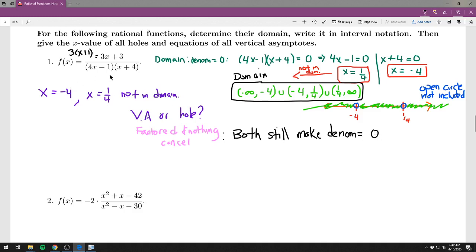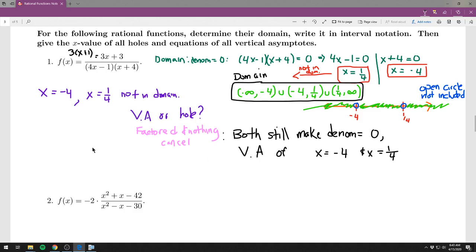If we plug in -4, we get 0 here. If we plug in 1/4, we get 0 here. That means there are vertical asymptotes at each one. And what we would say is they're vertical asymptotes of x equals -4 and x equals 1/4.